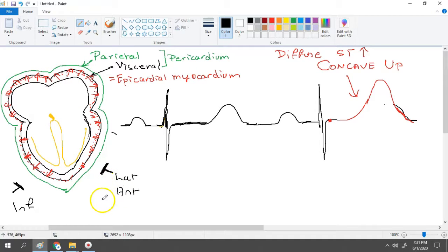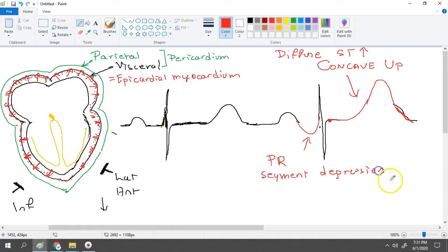This flow of current away from the leads will naturally produce a depression, and the depression will be during the part after the P wave. That is, the part after the P wave is the PR. So, in case of pericarditis, because of atrial depolarization or injury current in the atria, especially the epicardial myocardium, that will produce a PR segment depression. So, you will have a PR segment depression.